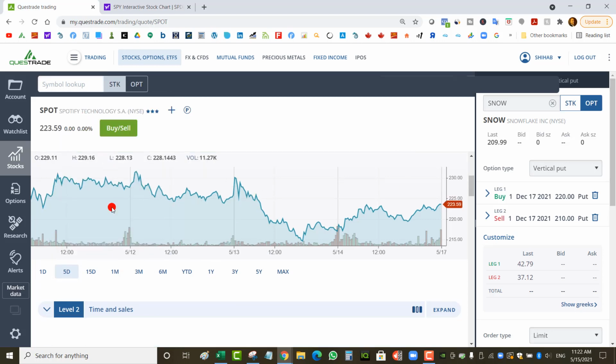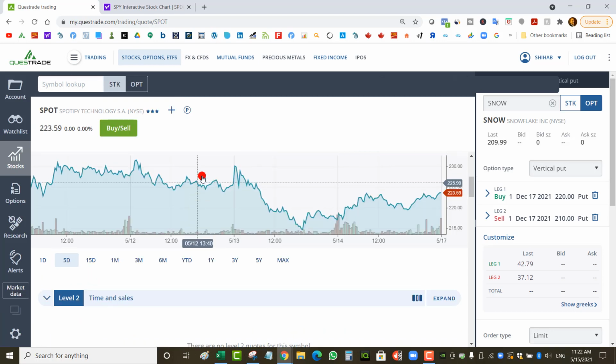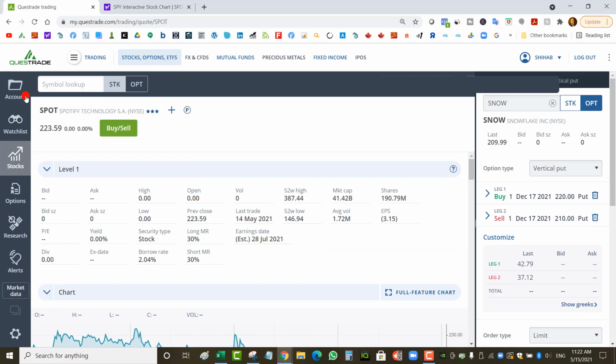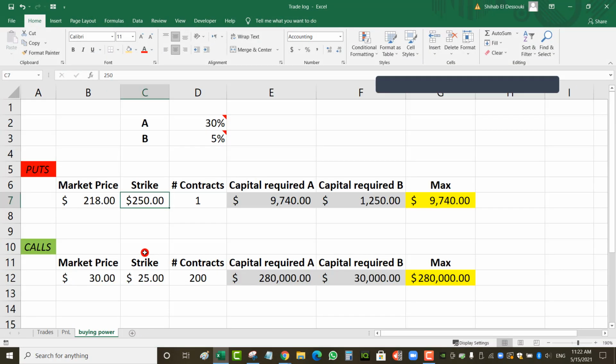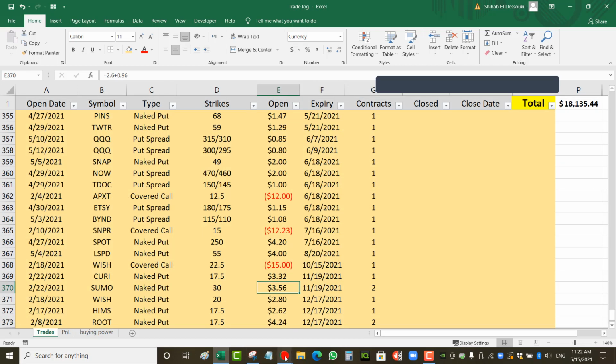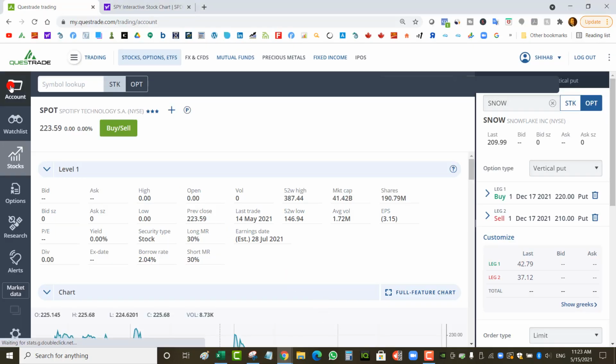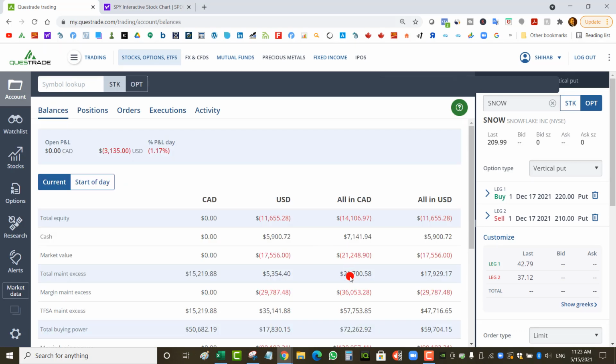It's a 30% margin requirement stock, so that doesn't worry me. The problem is that it's taking a lot of buying power out of me because my short put is in the money. So let's say Spotify is at 223 right now. It's taking $9,000 of capital out of me, $9,000 of maintenance excess. If I go back to Questrade, maintenance excess, balance, this line here, it's taking $9,000 out of me.